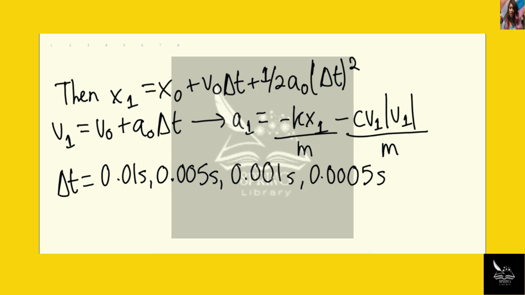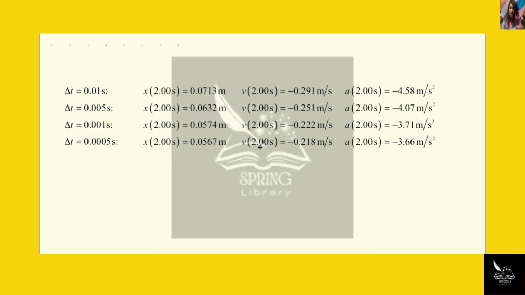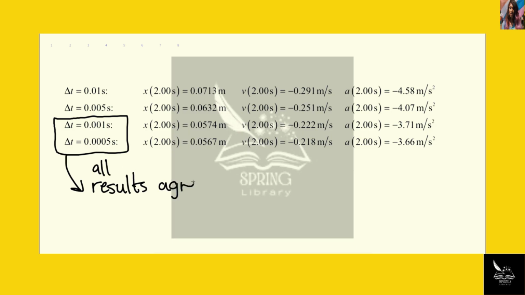So if you want to see what this would look like, these would be the numeric values of each of the different time intervals here. And the 2% agreement occurs right here. So for these two time intervals, all results agree within 2%. That's why we have to stop at 0.001 seconds and 0.0005 seconds.